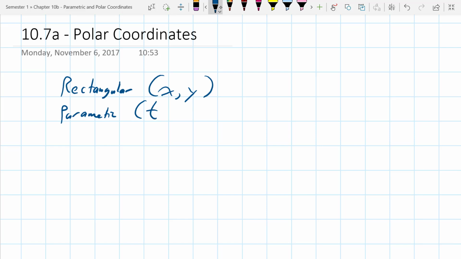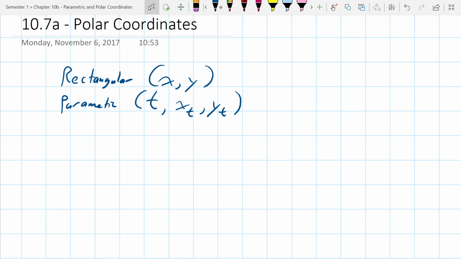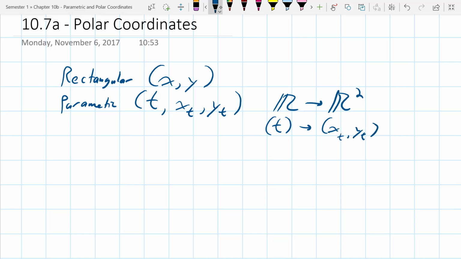You have an input of t, and you have an output of x relative to that t and y relative to that t. It still plots points on the grid, and it's still somewhat rectangular, but it's more of a function that goes from real numbers to an ordered pair. It inputs a real number t, and it outputs a real number in two dimensions, x sub t, y sub t. Whereas in this rectangular, you input an x and output a y. So it's more like a function that goes from a real number to another real number, x to y.